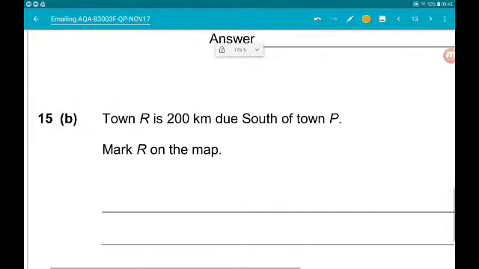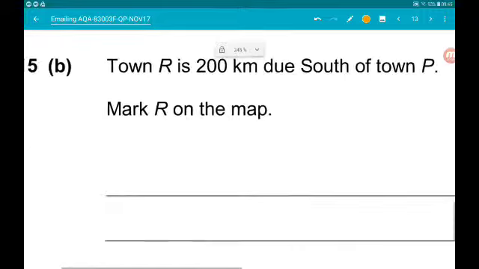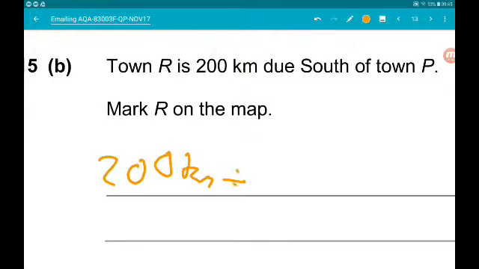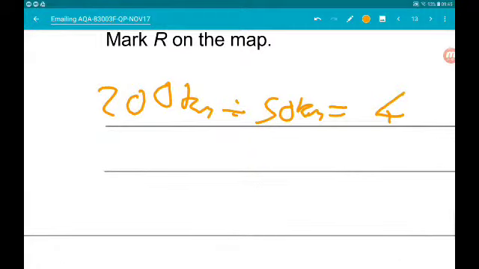Part B says town R is 200 kilometres due south of town P. We want to put R on the map. First of all we need to work out what length it's going to be on our map. So we need to do 200 kilometres divided by 50 kilometres, and that gives us 4. So R is 4 centimetres.